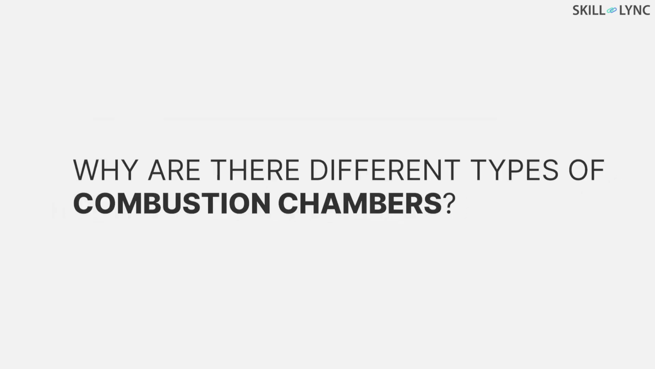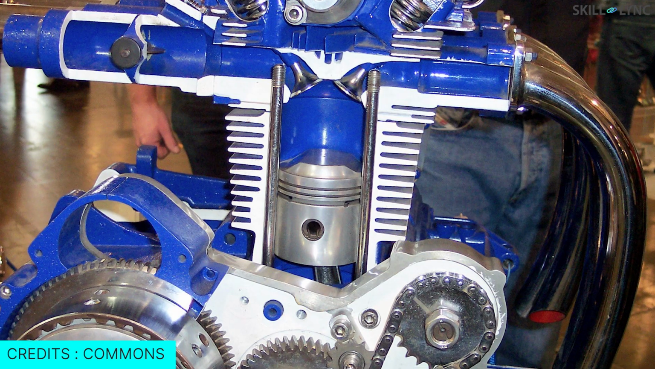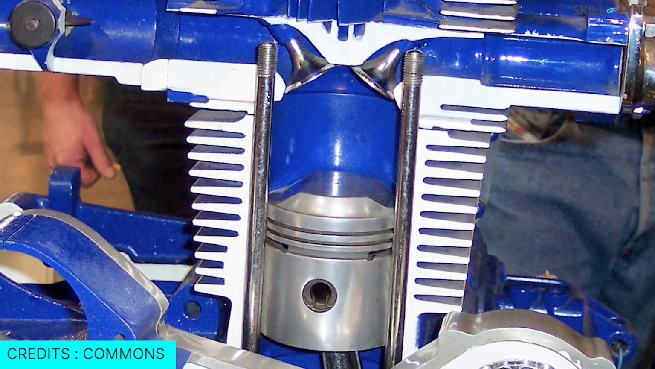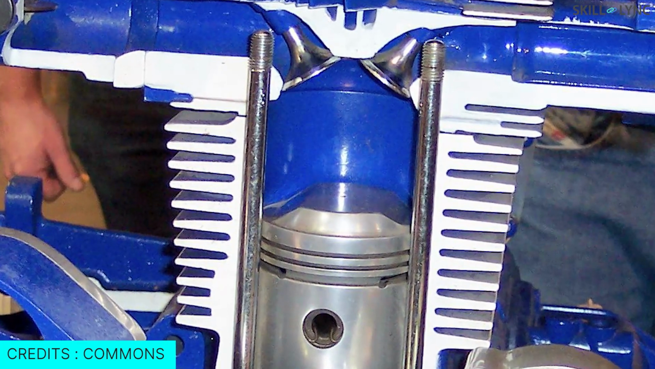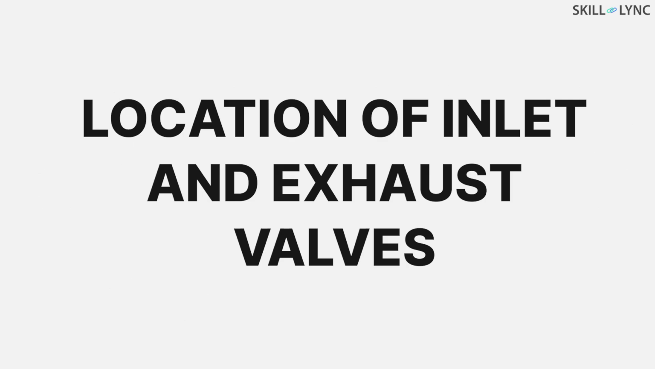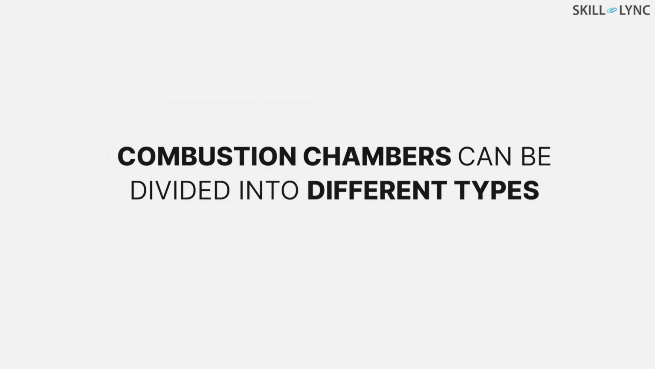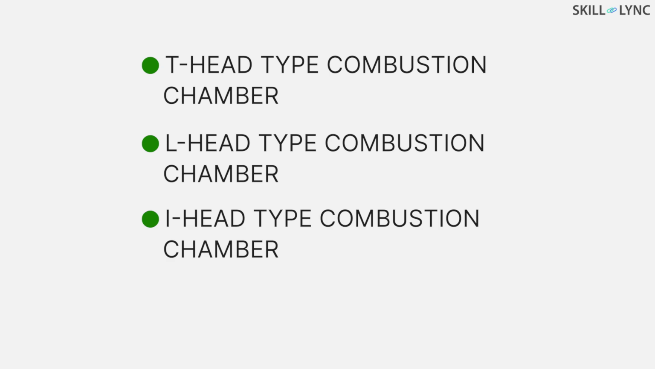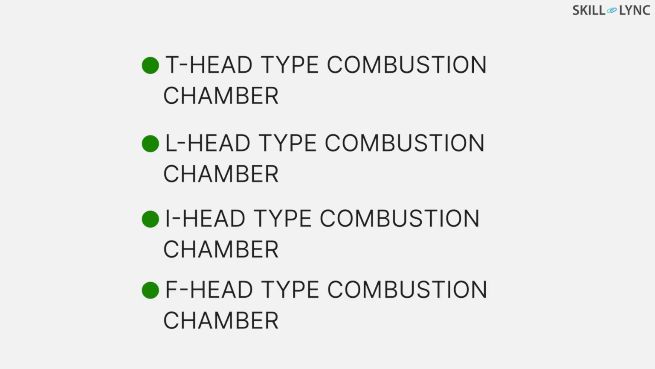First of all, why are there different types of combustion chambers? As we know, engines develop power by burning fuel in the combustion chamber. The combustion chamber should be designed in such a way as to enhance engine performance. Over the years, combustion chambers went through some modifications like changes in the position of the spark plug, location of inlet and exhaust valves, etc. Based on these modifications, combustion chambers can be divided into different types: T-Head type combustion chamber, L-Head type combustion chamber, I-Head type combustion chamber, and F-Head type combustion chamber.